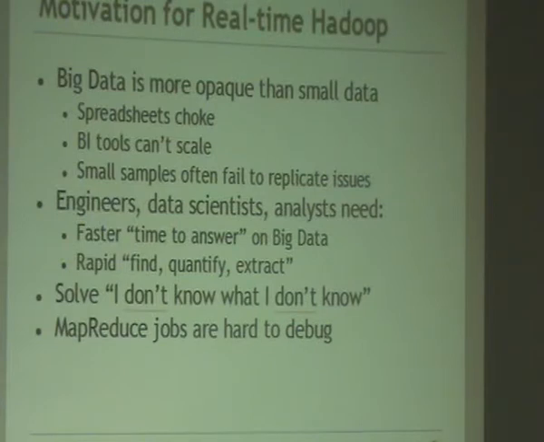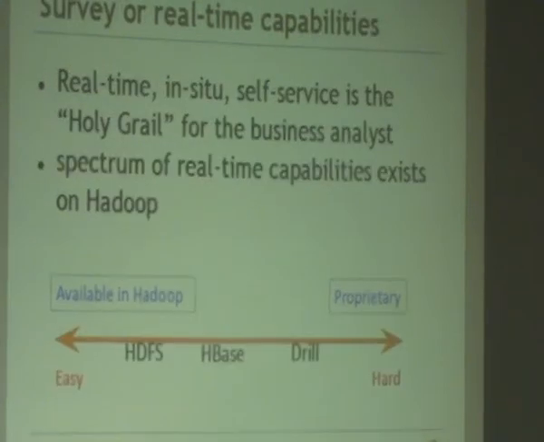So if you can provide a real-time interactive query capability on Hadoop, then you can democratize access to big data because engineering won't have to intervene or, if you will, be bothered at every step in the process by the data scientist and the business analyst. So on slide 16, I get into a survey of what's available right now in real time for Hadoop.